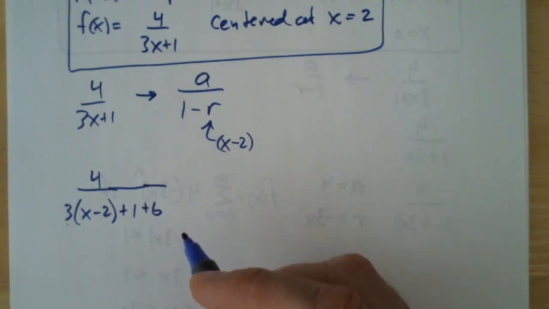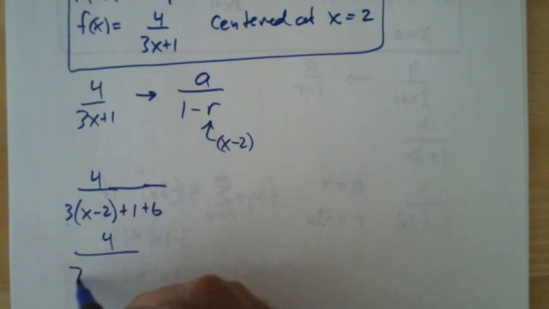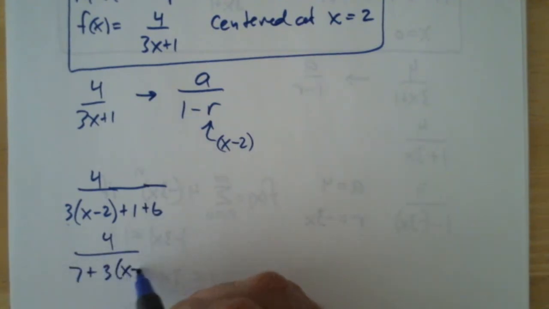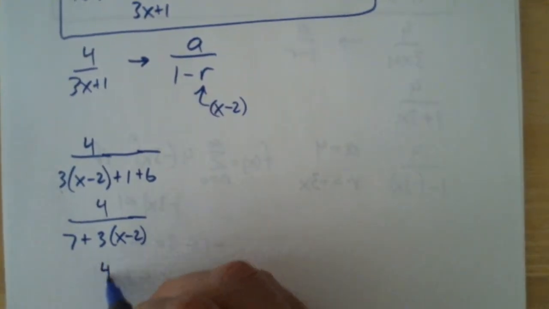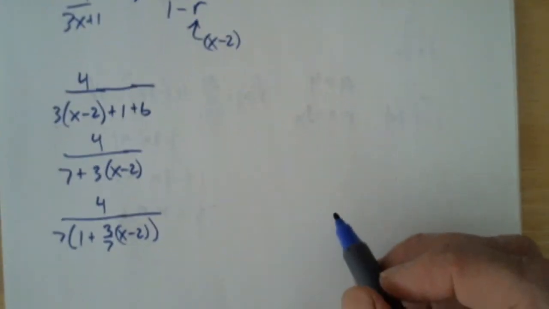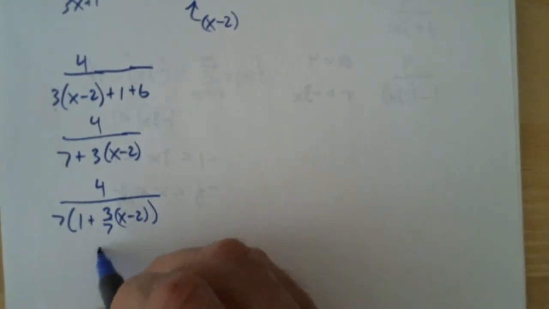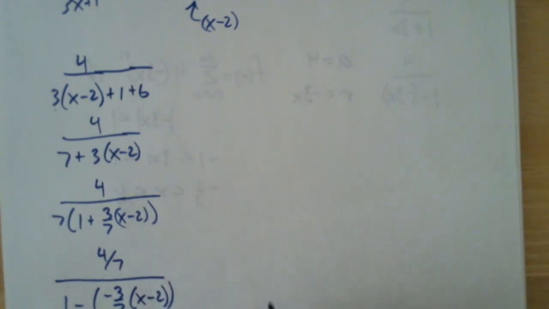Then we can start simplifying. We have a 7. Let's write 7 plus 3, x minus 2. We don't want the 7, we want it to be a 1. So we'll factor out a 7: 3 over 7, x minus 2. That changes into 4 over 7, over 1 minus negative 3 over 7, x minus 2.